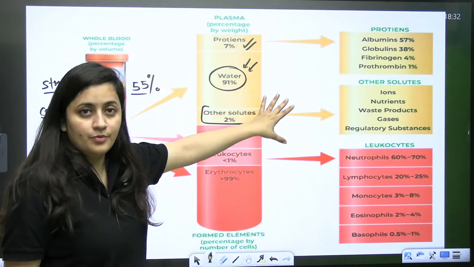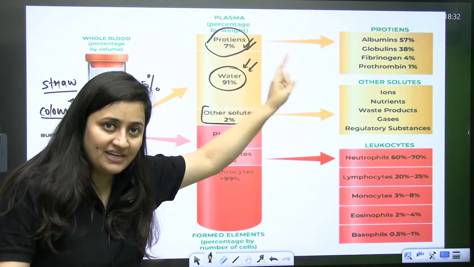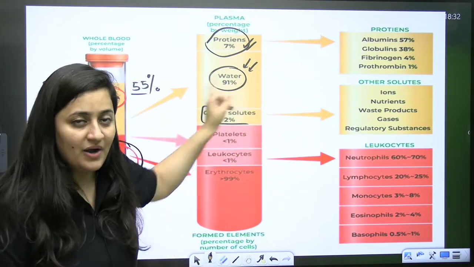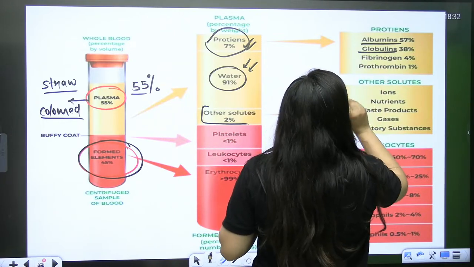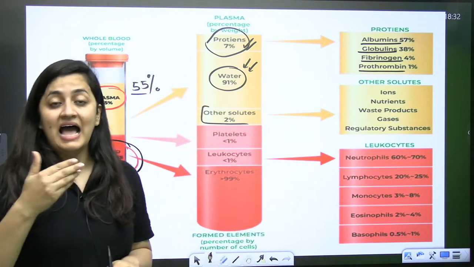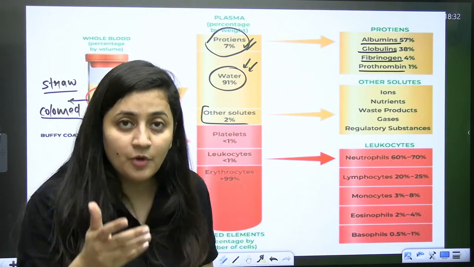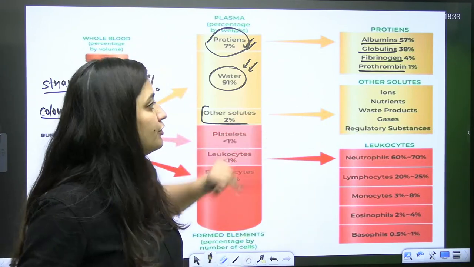Now let's talk about the proteins, because you should know about these proteins. I will tell you about them in detail. This part is important. Albumin, globulin, fibrinogen, prothrombin are the main proteins.